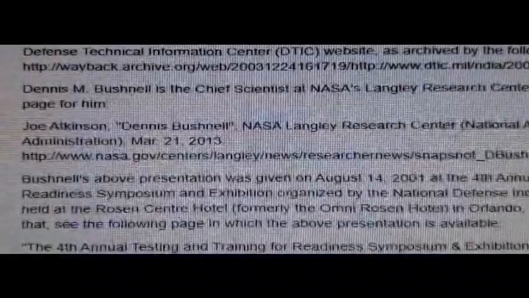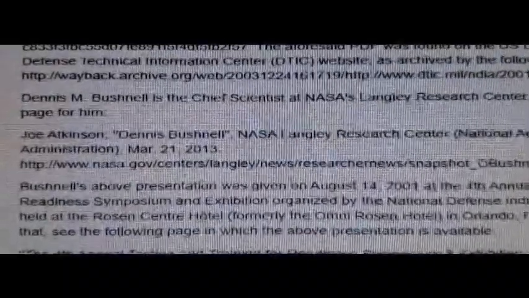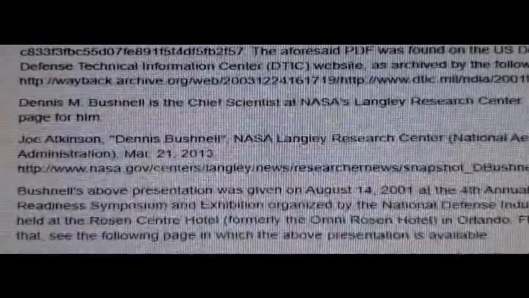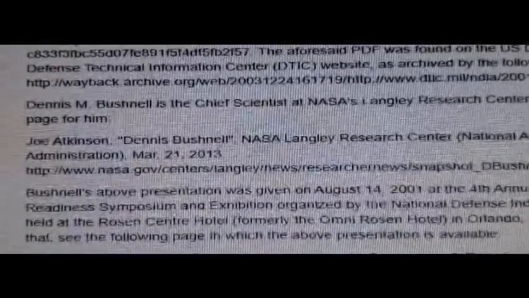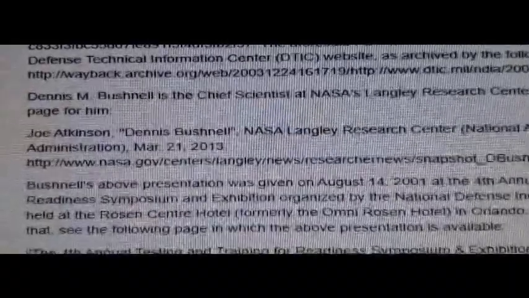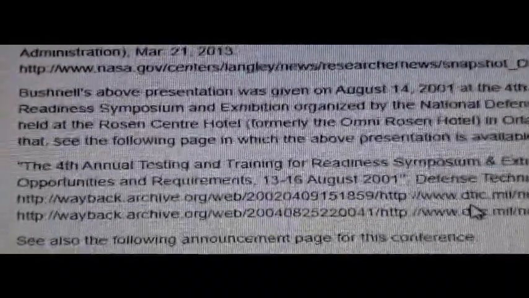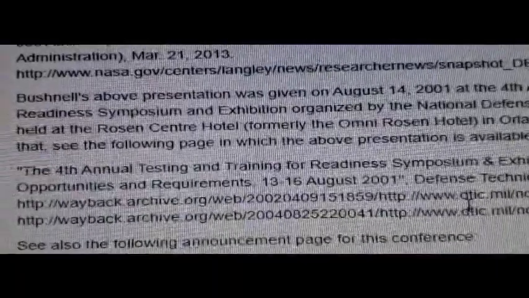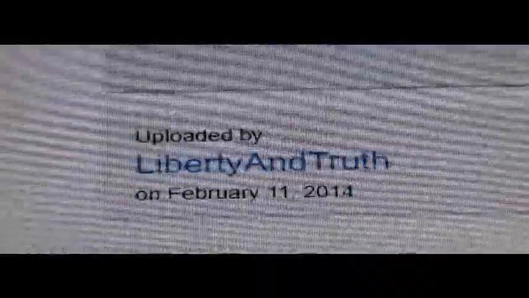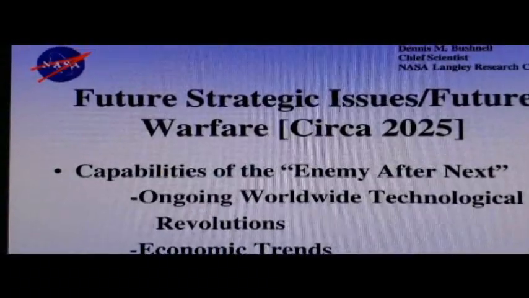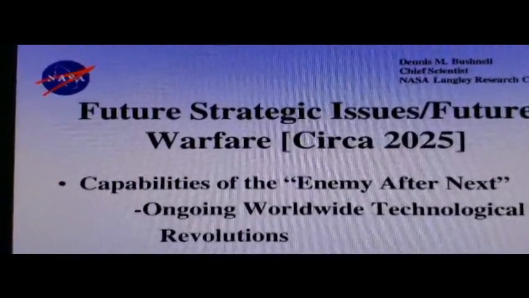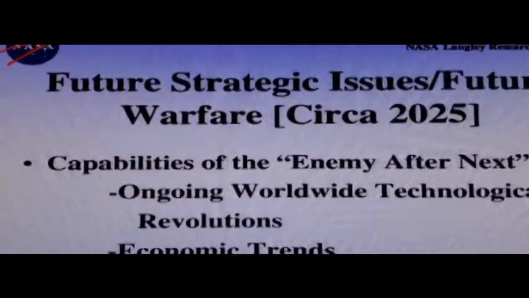Okay, and this says Dennis M. Bushnell is the chief scientist at NASA's Langley Research Center. So they have a page for him if you want to look it up. We're going to get in here. I'm going to look inside real quick. And thanks to Liberty and Truth who uploaded this. I appreciate this very much. So this first page, Future Strategic Issues, Future Warfare, circa 2025.